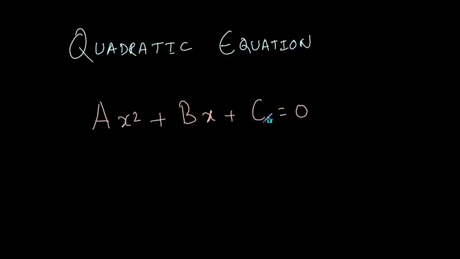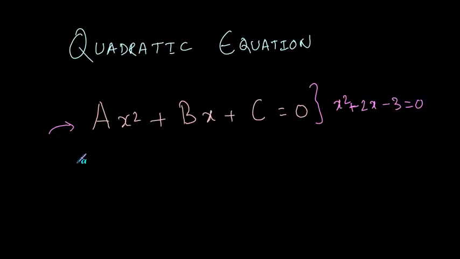In this video, we are going to see a formula for calculating the roots of a quadratic equation. A quadratic equation is an equation of this form: ax² + bx + c = 0. For example, you could have a quadratic equation like x² + 2x − 3 = 0. Such an equation is a quadratic equation.